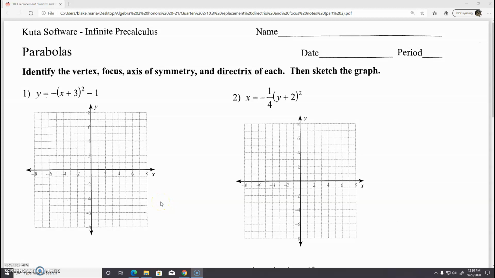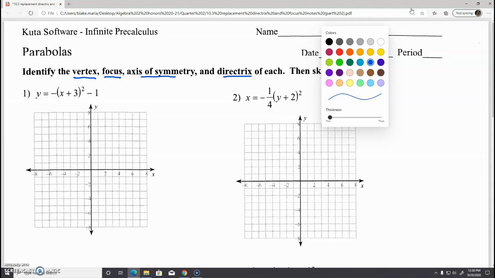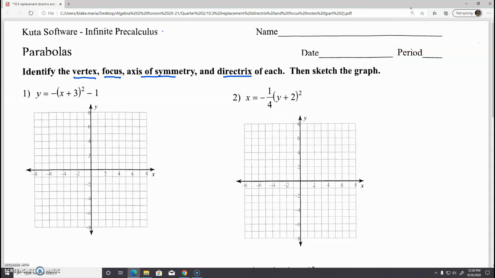All right, so today we're going to be using the equation to pull out pieces we need, like the vertex, the focus, the axis of symmetry, and the directrix. We're also going to be able to pull out that p-value, so we can find all those.